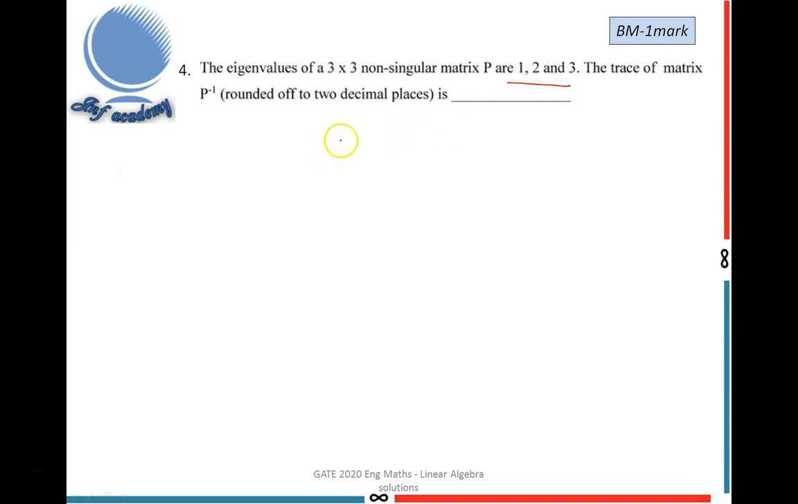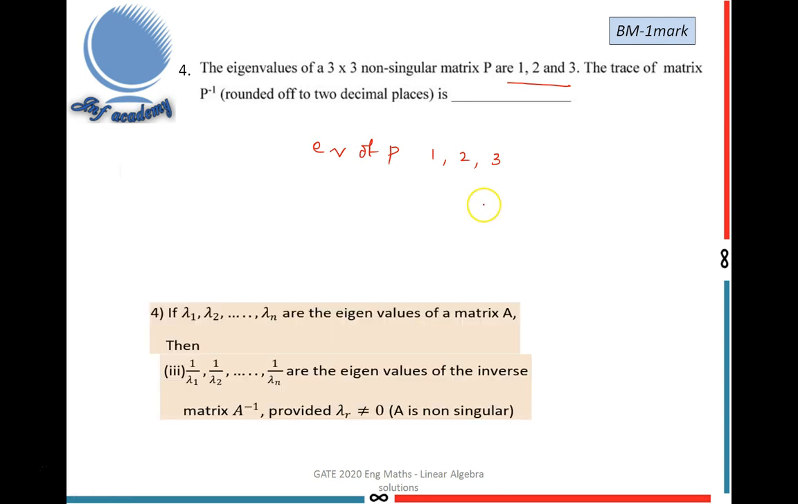Now, given eigenvalues of P are 1, 2, 3. Here I use one property: if the eigenvalues of A are lambda 1, lambda 2, up to lambda n, then the eigenvalues of A inverse are 1 by lambda 1, 1 by lambda 2, up to 1 by lambda n, if P inverse exists. When P inverse exists, determinant of P is not equal to 0. That means P is non-singular, then only P inverse exists.